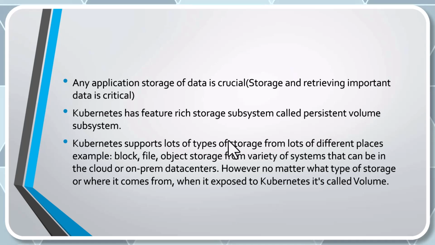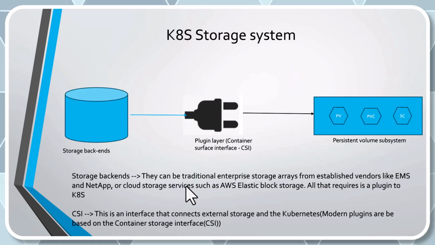Kubernetes also supports many types of storage from many different places. That means it supports block storage, file storage, and object storage from a variety of systems, whether cloud, on-premises, data center, or any kind of cloud provider. How it exactly works in Kubernetes is based upon the volume subsystem.